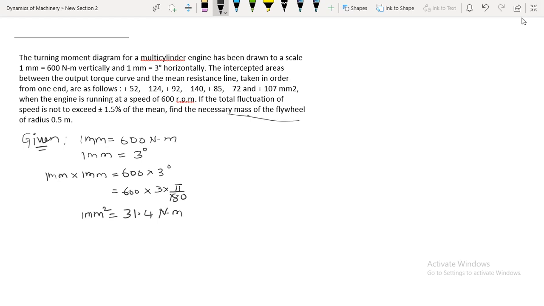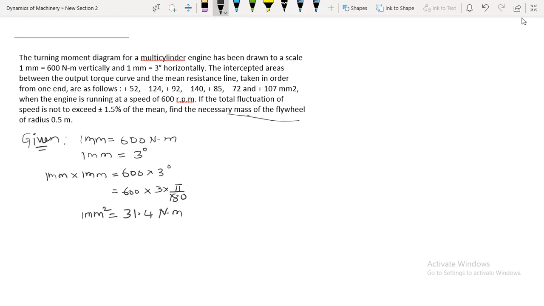Then further, he has given some areas which are positive as well as negative. The plus sign represents the areas above the mean torque line, and minus represents the areas below the mean torque line. By using these areas, we are going to find the delta E.